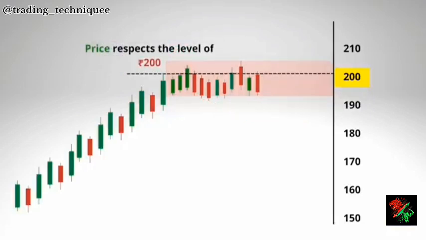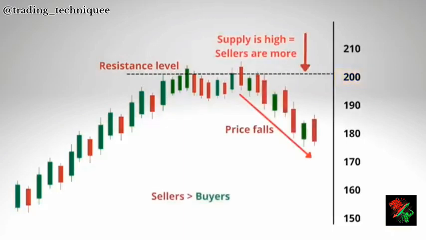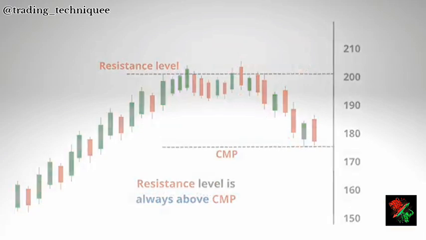This particular price level will look like it is stopping the prices from moving further up. So this level is known as the resistance level. The number of sell orders in this price level is higher than the number of buy orders, or the supply is higher than the demand, due to which the prices start to fall from this level. A price level is said to be a resistance level when it is above the current market price.